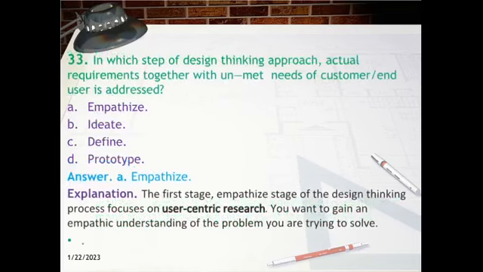34. In which step of the design thinking approach are the actual requirements together with unmet needs of customer and user addressed? Empathize, ideate, define, prototype. Answer: A. Empathize. Explanation. The first stage, the empathize stage of the design thinking process, focuses on user-centric research. You want to gain an empathic understanding of the problem you are trying to solve.